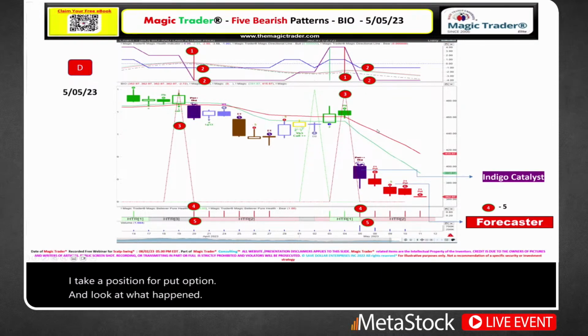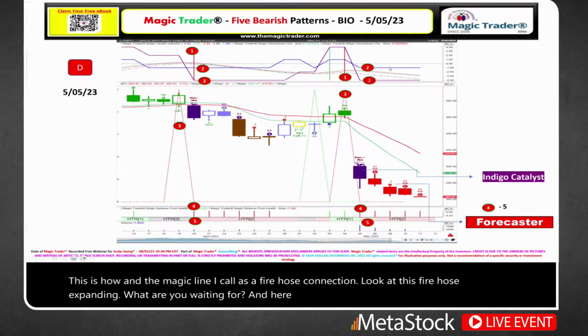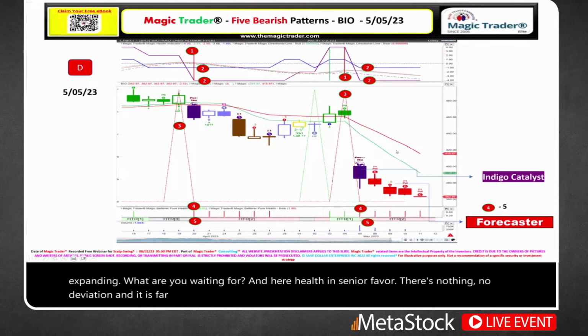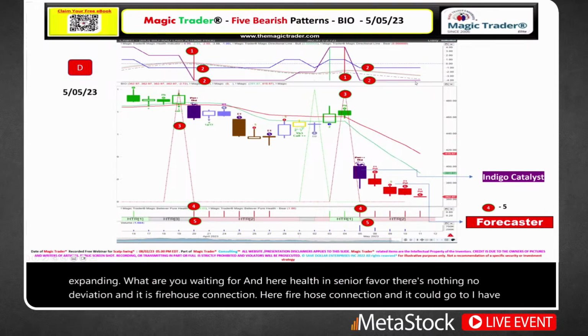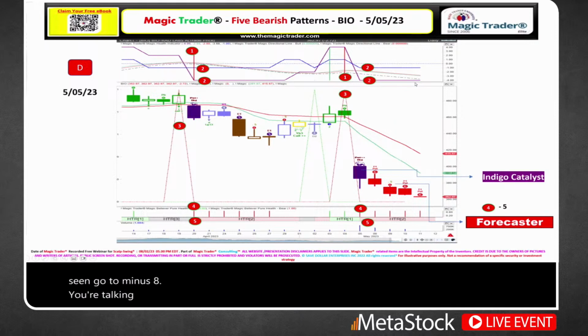Oh, this is how, and the magic line I call a fire hose connection. Look at this fire hose expanding. What are you waiting for? And here, health is in your favor. There's no deviation, and it is a fire hose connection here, and it could go to, I have seen it go to -8. You're talking about oversold. I don't follow any of those things.